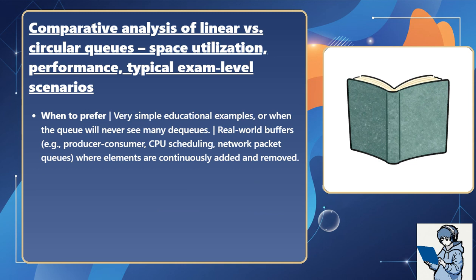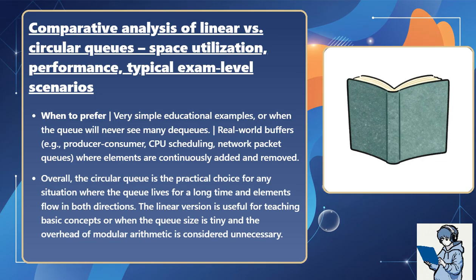When to prefer each: for the linear queue, very simple educational examples, or when the queue will never see many dequeues. For the circular queue, real-world buffers, for example producer-consumer, CPU scheduling, network packet queues, where elements are continuously added and removed. Overall, the circular queue is the practical choice for any situation where the queue lives for a long time and elements flow in both directions. The linear version is useful for teaching basic concepts, or when the queue size is tiny and the overhead of modular arithmetic is considered unnecessary.